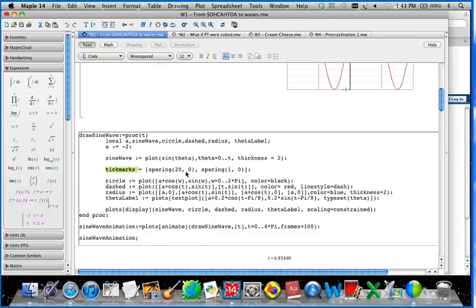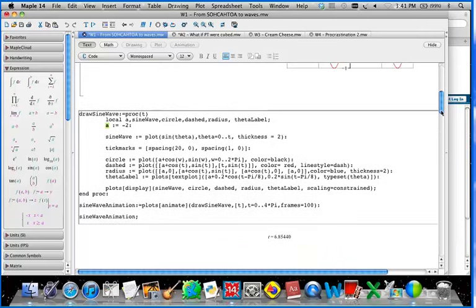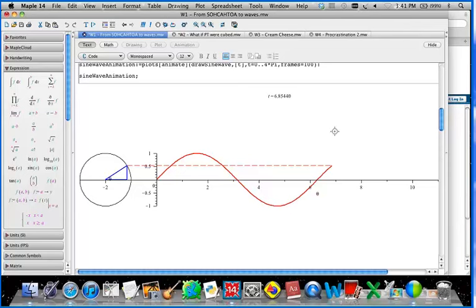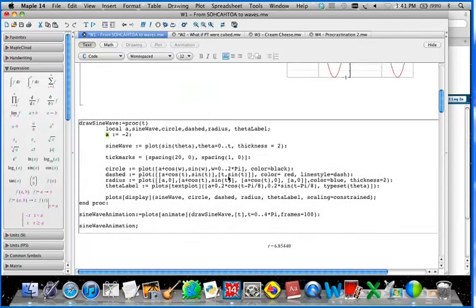And then we have tick marks there, and then the other components in the graphic. There's the circle, the unit circle, there's the dashed line, the radius line, and the theta label. All of those are different plots that depend upon where t is, and this value of a, which is the center of the circle, which I've just chosen arbitrarily. So I've chosen a to be negative 2 just to push the circle a little bit off the axis so it's not crowding the wave. And so each of those is simply a plot between two points.